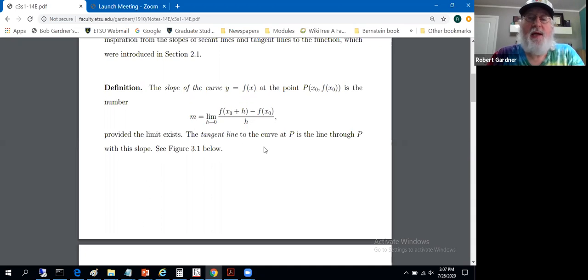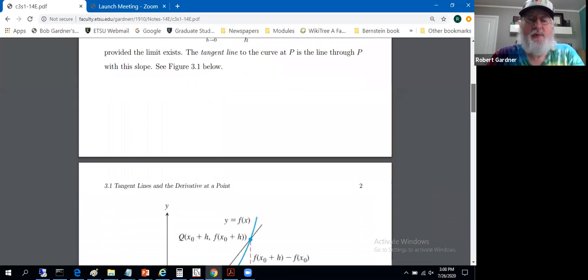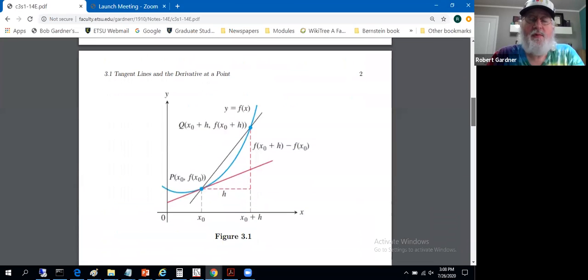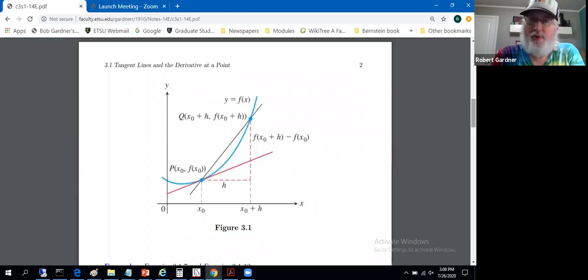The tangent line to the curve at this point is the line through point P with these coordinates that has this slope m. Okay, so this is all coming to us inspired by something we really dealt with in section 2.1. So this is figure 3.1. The only difference is that we've modified what was c there to an x sub 0 here. We certainly did things very similar to this in section 2.1.